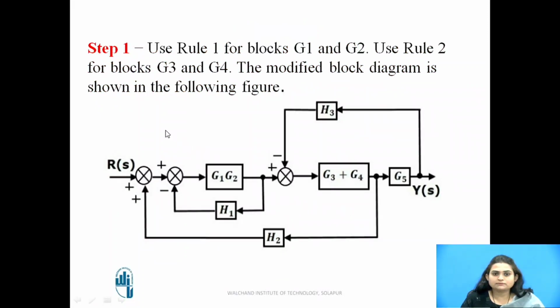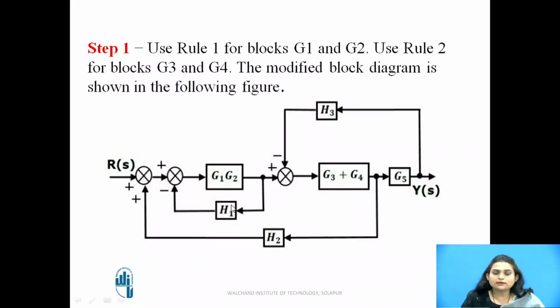So step 1, here we have used rule 1 for blocks G1 and G2. So here G1, G2 gets multiplied. Use rule 2 here for the blocks which are connected in parallel. So here we have converted it to G3 plus G4. So this is the modified block diagram.